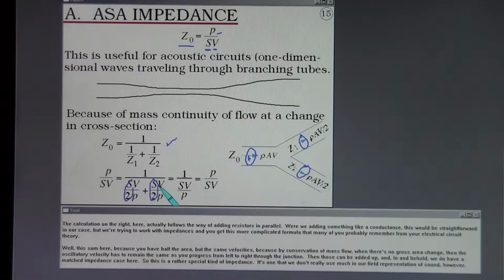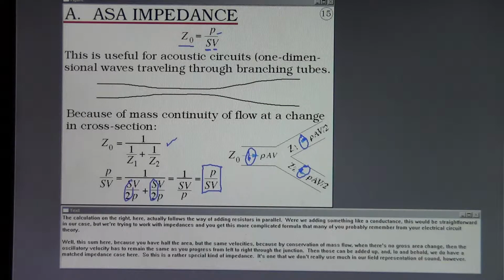Well, this sum here, because you have half the area, but the same velocities, because by conservation of mass flow, when there's no gross area change, then the oscillatory velocity has to remain the same as you progress from left to right through the junction. Then those can be added up, and lo and behold, we do have a matched impedance case here. So this is a rather special kind of impedance. It's one that we don't really use much in our field representation of sound, however.